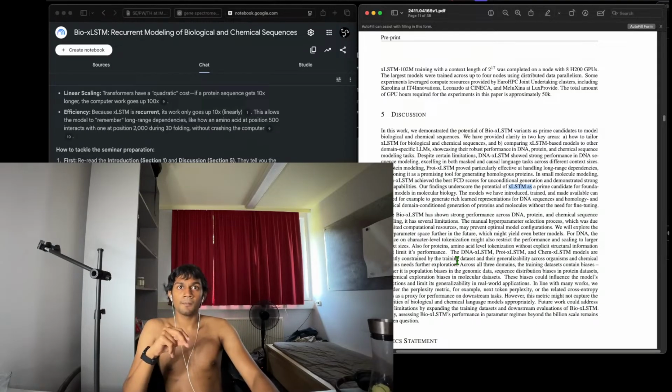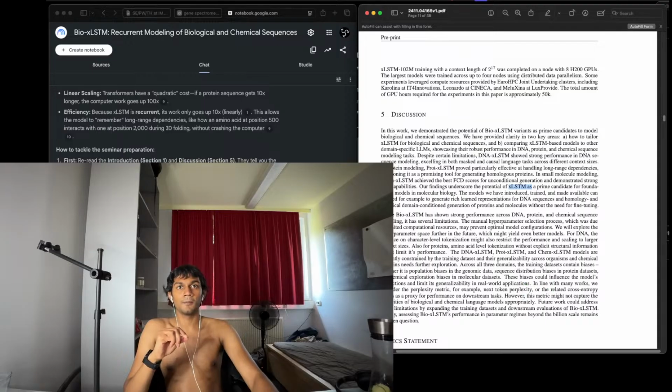I guess the DNA XLSTM, protein XLSTM, and chem XLSTM models are currently constrained by the training dataset, and their generalizability across organisms and chemical domains needs further exploration. Across other domains, the training dataset contains biases, whether it's population bias in genomic data, sequence distribution biases in protein datasets, or chemical exploration biases in molecular datasets. These biases could influence the model's predictions and limit its generalizability in real-world applications.